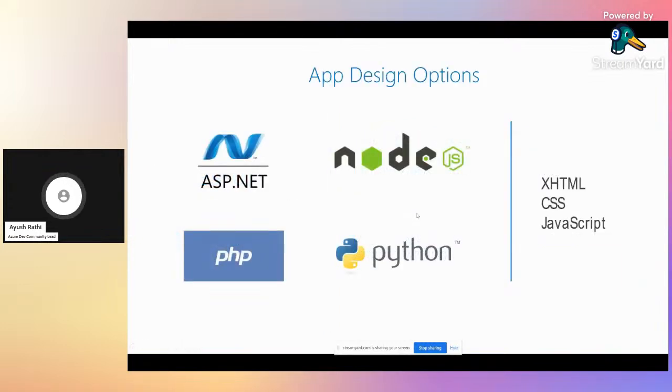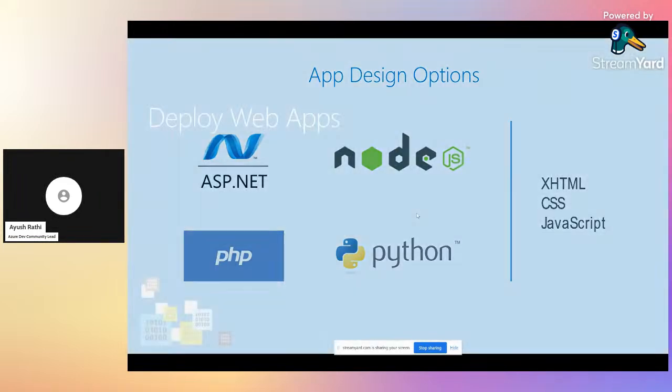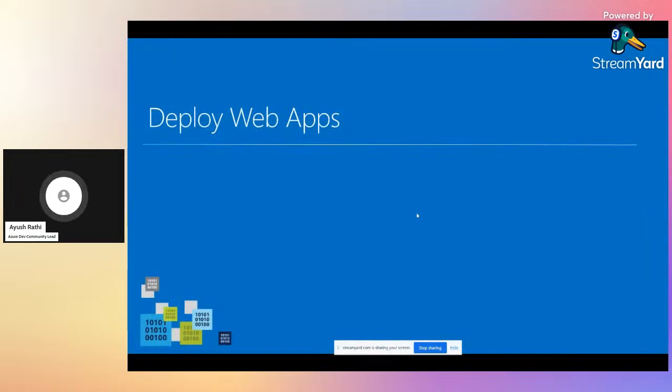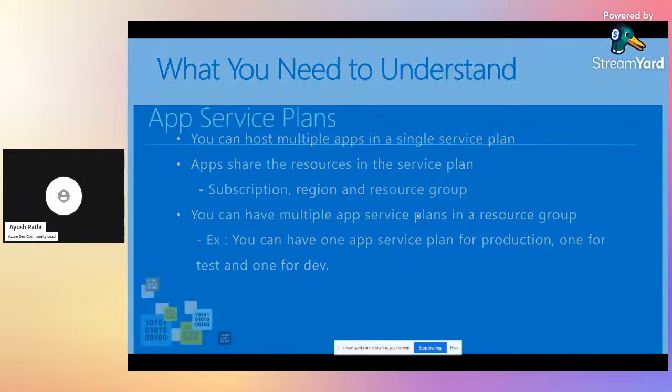As I mentioned earlier, you've got a whole bunch of different app design options, right? From .NET to Node.js to PHP to Python to XHTML, CSS, JavaScript, and a lot more. So you can use any of these to design and develop your application and host it on Azure. Now let's dive into deploying the web apps. As part of this, we're going to talk about something called the app service plan.